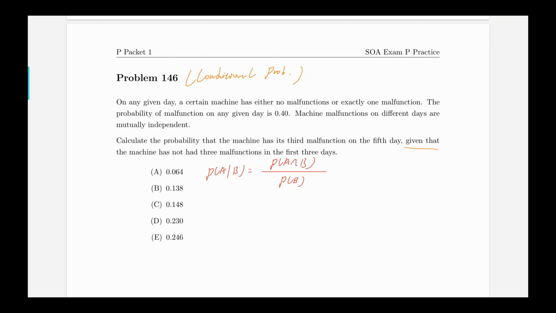So we want to find the probability that the machine has the third malfunction on the fifth day, given that the machine has not had the third malfunction in the first 3 days. Also we know that the probability of malfunction on any given day is 0.4. And mutual independence is the key here, because if there is some covariance between the events, we cannot multiply the probabilities together to get their intersection.